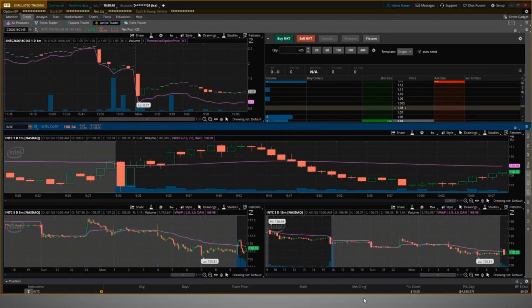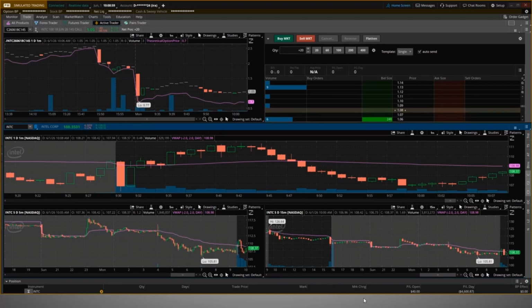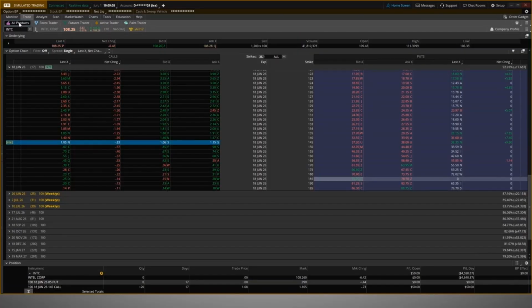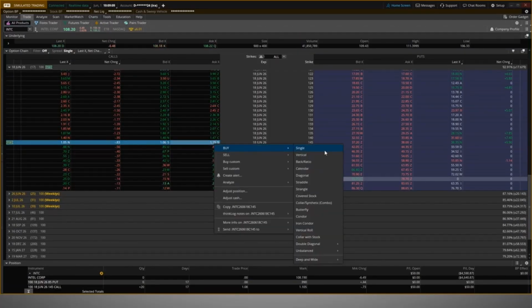But yeah, in my current situation, it's just better to get in and out manually than using hotkeys. So that is my issue that I'm dealing with in the Thinkorswim platform.